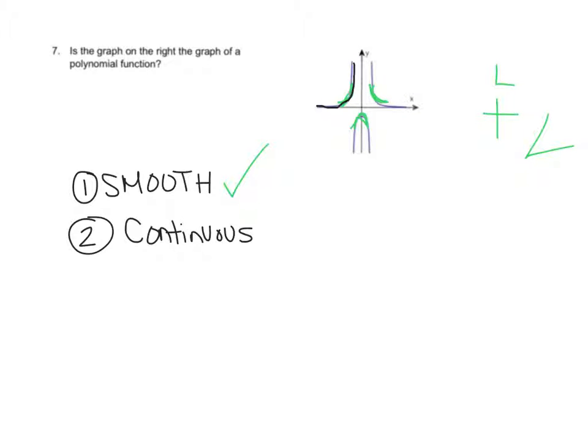the graph. But if you'll notice, I have to pick up my pen in order to trace the other section of the graph. That's because this graph has breaks in the graph. It's not continuous. So this graph does not meet the second criterion. That means that this graph is not a polynomial function.